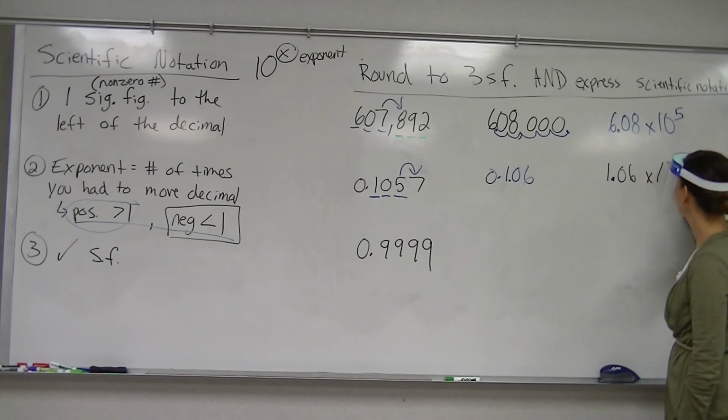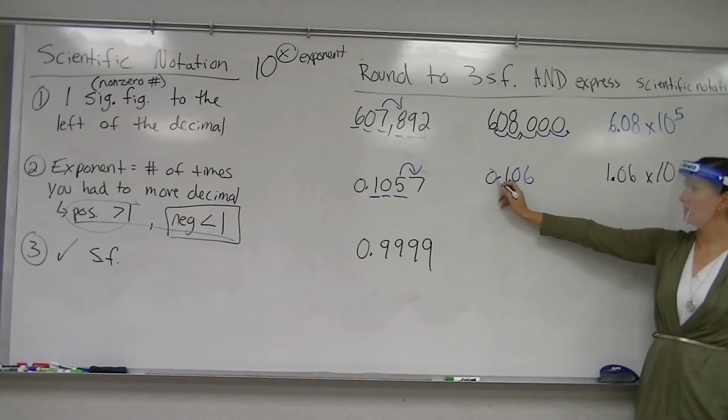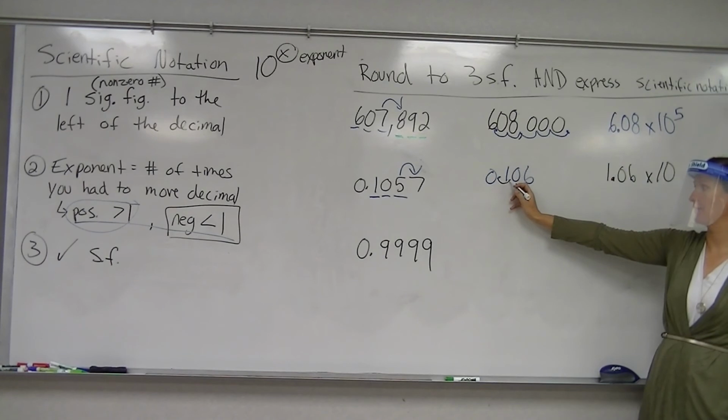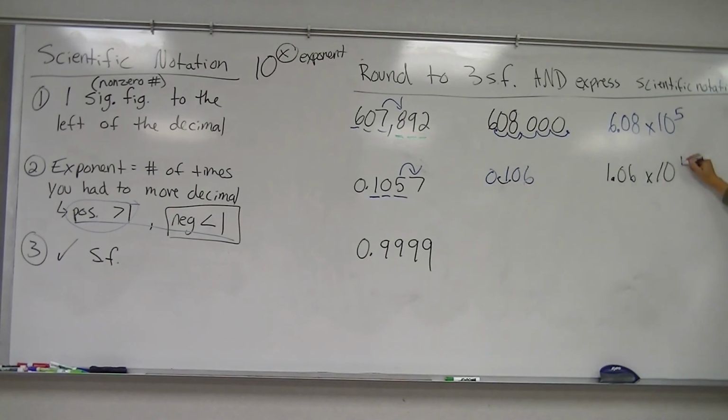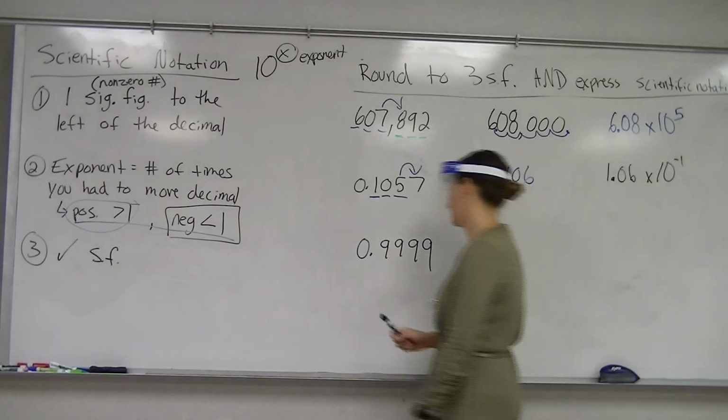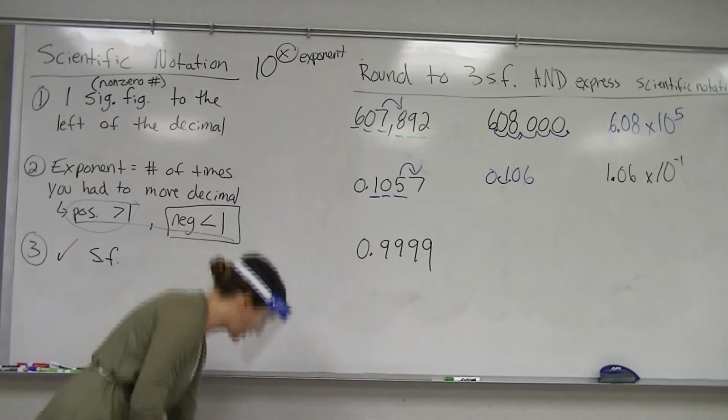1.06 times 10 to the, we just said, you only got to move it once to get it there. This time, though, is it going to be a positive or negative exponent? Negative, yes. The number was less than 1, so it's going to be a negative exponent. All right, so this is the tricky one here.